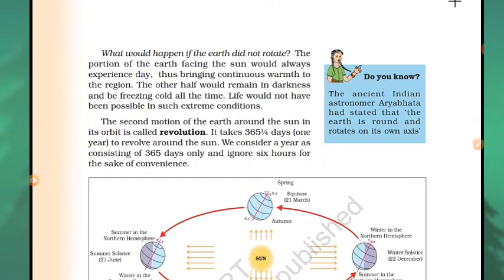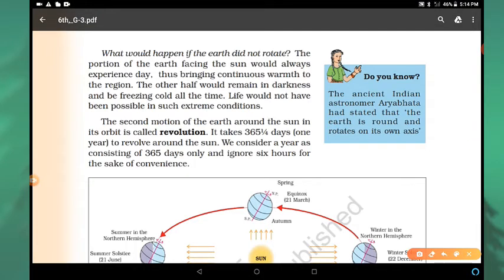If the earth did not rotate, what would happen? Very simple. One half of the earth would be continuously getting sunlight, and the other half would be continuously in darkness. So in this way, life would not have been possible in such extreme conditions.